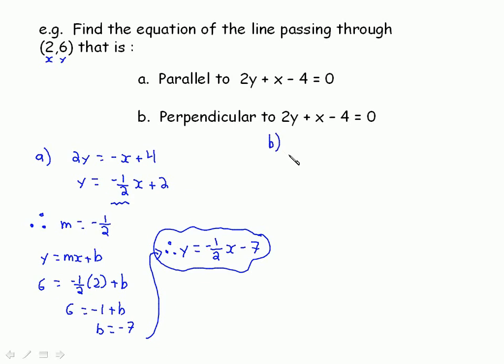For b, it's very similar, though we already know that the slope of this line is equal to negative 1/2. But because we're perpendicular, therefore our slope m is equal to the negative reciprocal, so it's positive 2. So you flip it over and change the sign. And then we go into the slope y-intercept form.